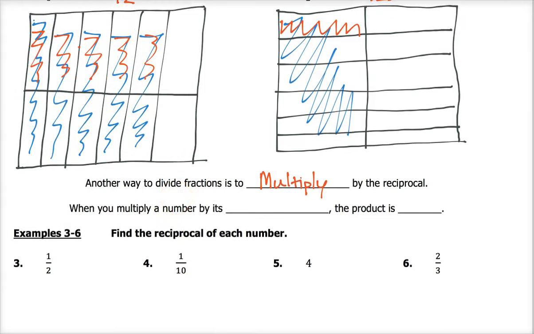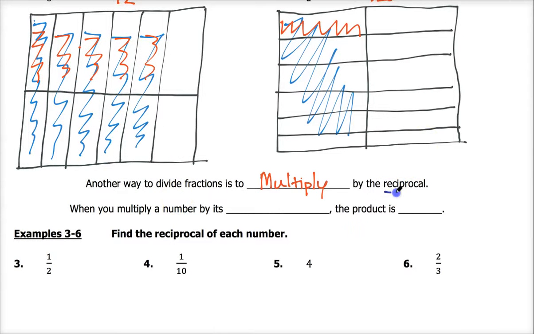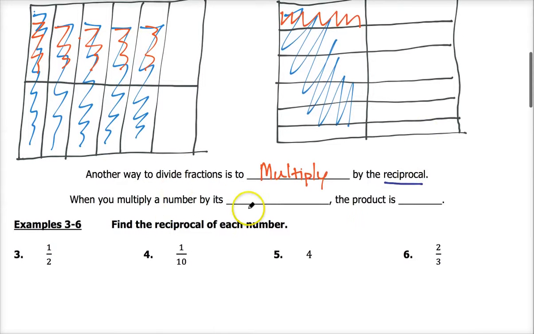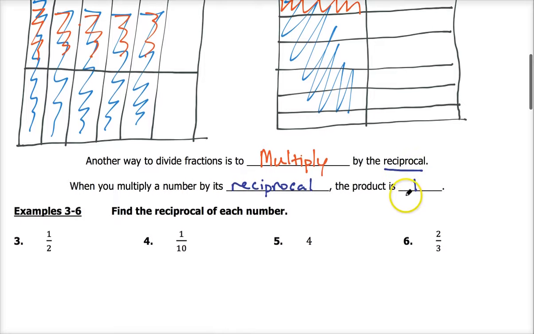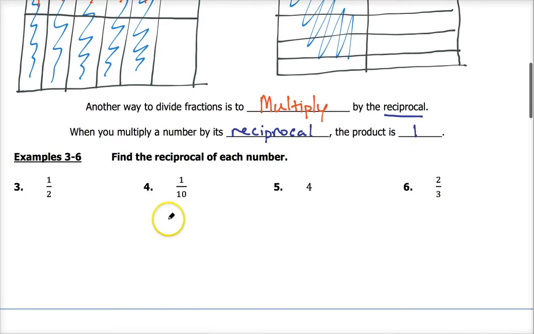Here below, I want to talk a little bit more about what this word reciprocal means. When you multiply a number by its reciprocal, the product of the number and its reciprocal is 1. Okay, so we're going to practice finding the reciprocals of numbers here in these next few examples.